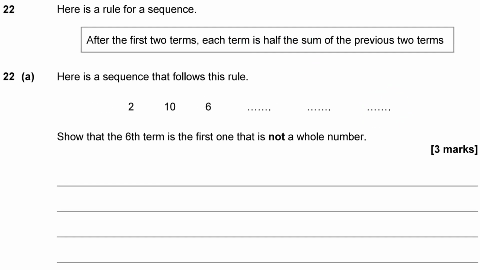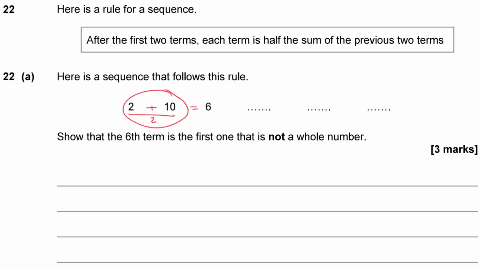Question 22. Here is a rule for a sequence. After the first two terms, each term is half of the sum of the previous two terms. So what you need to do is take these two terms, add them together, divide by 2, and you get the next one. So 2 plus 10 is 12, and 12 divided by 2 is 6. Show that the sixth term is the first one that is not a whole number. Basically we've been given the first three terms, and we need to find the rest up to number 6, and hopefully that will be the first one we encounter that is not a whole number.